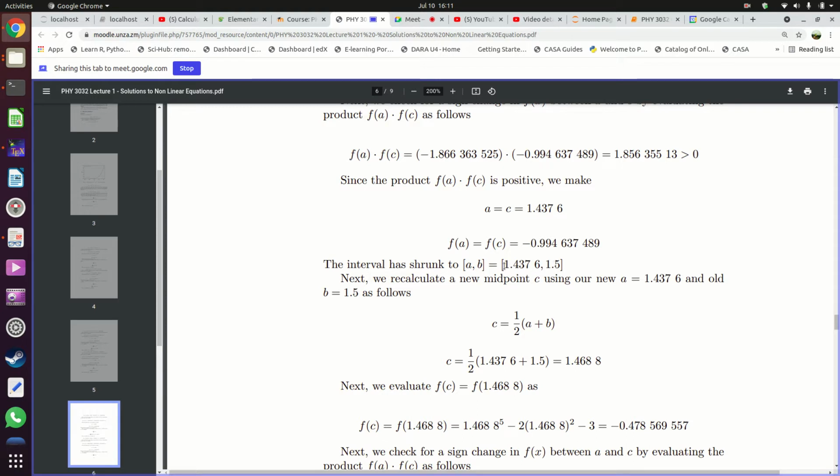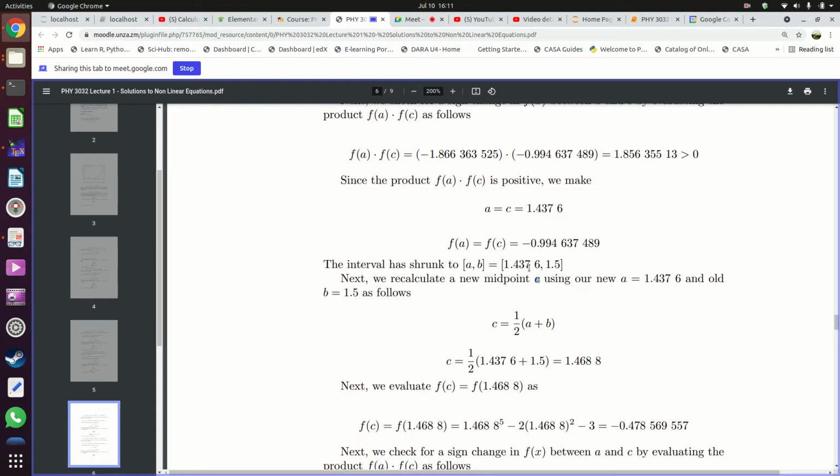So you can see now the spacing between these brackets is somewhere 0.5. It's become smaller. Actually, not 0.5, 0.1. Less than 0.1. Okay. Next, you work out a new value of C.